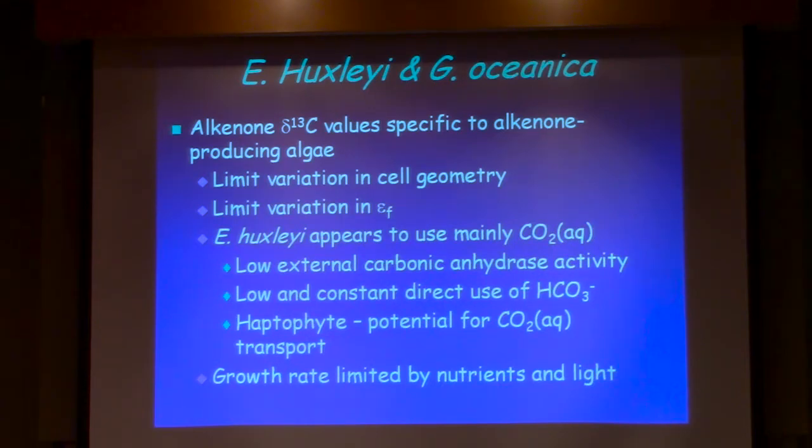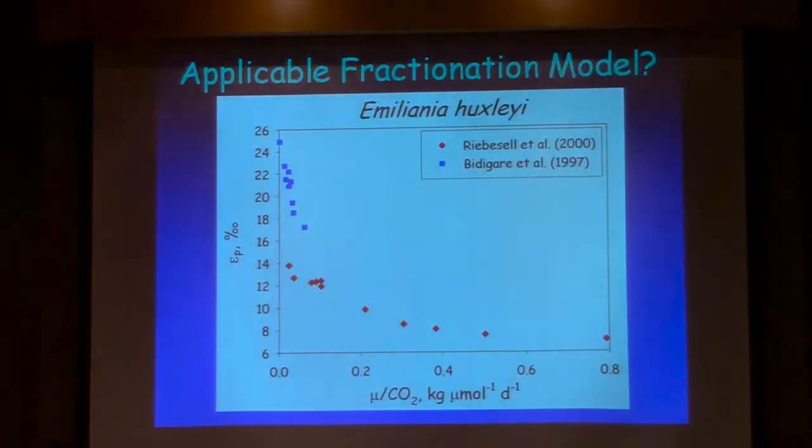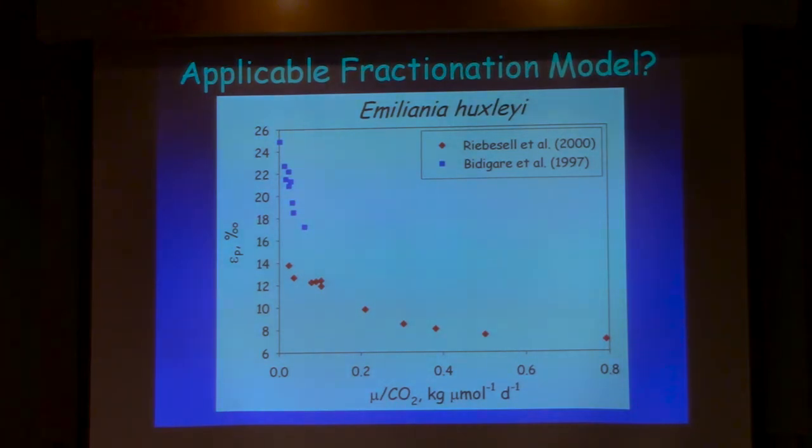And growth rate in the oceans is limited by nutrients and light. So there have been some experiments done with Emiliania huxleyi. I showed you data from some of those, and that's both the calcifying and the naked strains of Emiliania huxleyi. These were done in chemostat culture. This other paper here by Ulf Riebesell and his group used a batch culture experiment. So batch culture, chemostat, what's the difference?